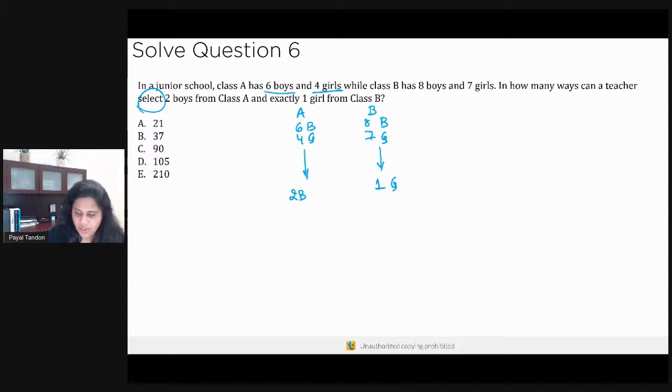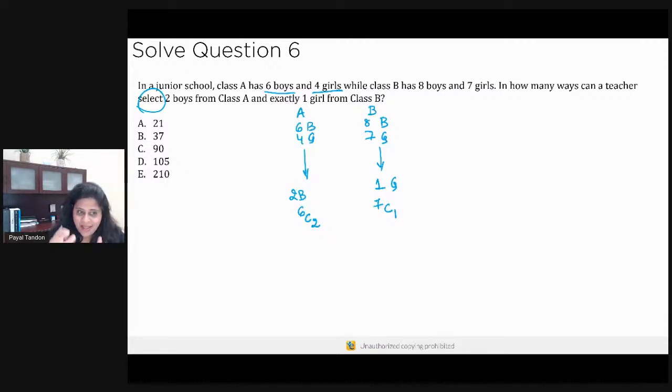So it's very clear what you're selecting. Here there is no question of order: once you select a boy, you cannot select him again. So it's a pure selection scenario. You can apply your 6C2 over here, and here you have 7C1. So I'm simply applying the selection formula.